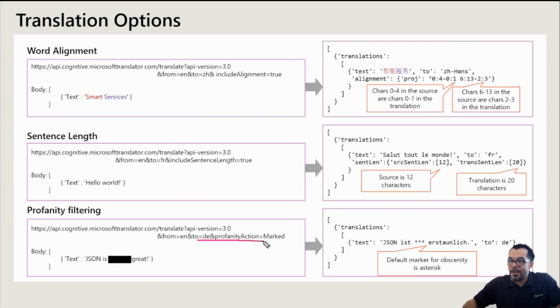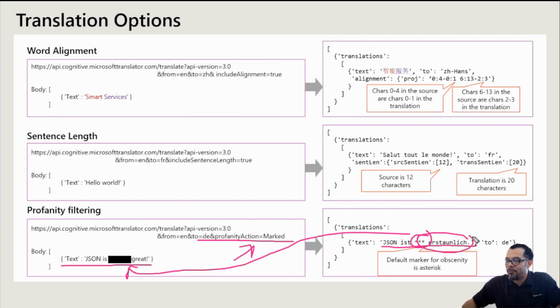And then, of course, you can go in and mask or mark profanity. So in our example here, the JSON input is a blank sentence, great. In our translation, because we've enabled the profanity action to be marked, the response uses asterisks to hide the profane word, which is this word right here, and then we provide the rest of it. And because I did specify that it should go from English to German, the response has been translated into German.